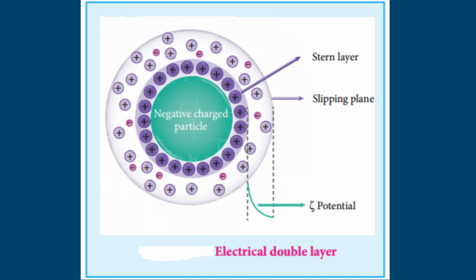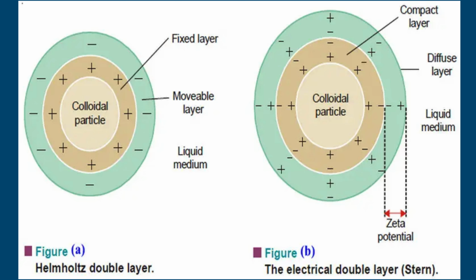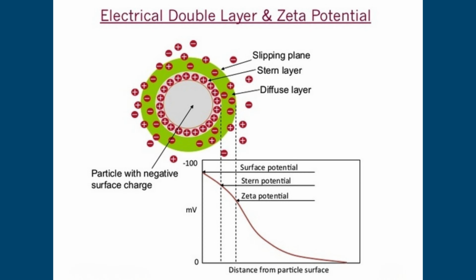layer containing mobile counterions. The potential difference between the moving particle surface and the bulk solution is known as the zeta potential. Zeta potential is an important parameter for evaluating colloidal stability. High positive or negative zeta potential generally indicates stable dispersions, while low zeta potential promotes coagulation and flocculation.